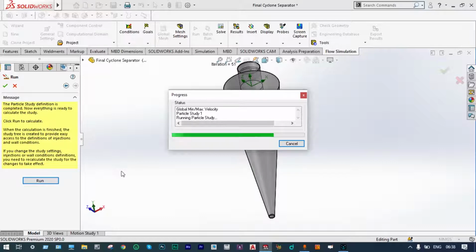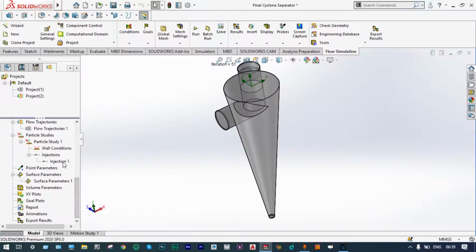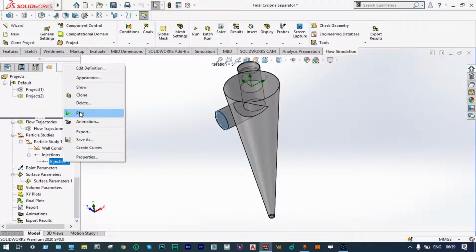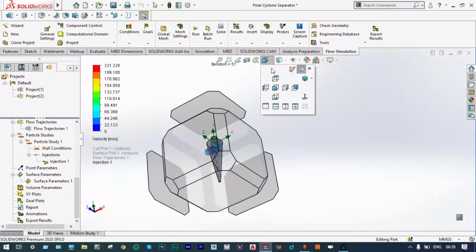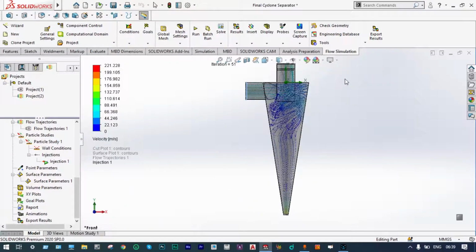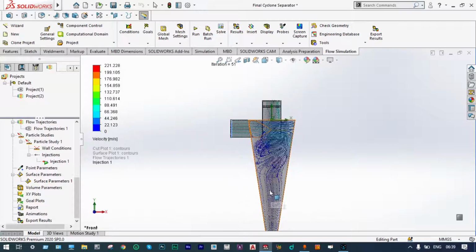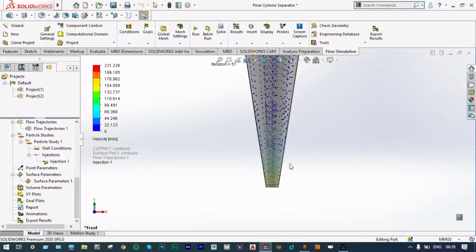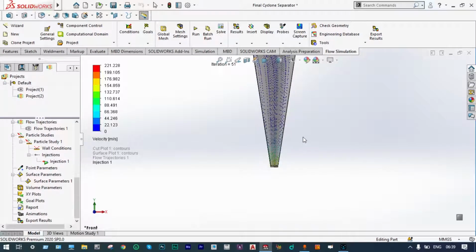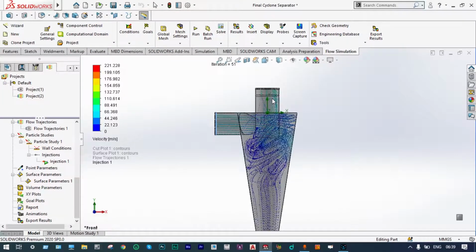Particle study is running. Now we have to play the injection. Let us play this injection. You can see from the front side, you can see here some particles are moving out and some particles are accumulated at the bottom exit points, right? From the surface parameters, we can identify how many particles are accumulated at the bottom exit and how many particles are going out from the top locations, right?